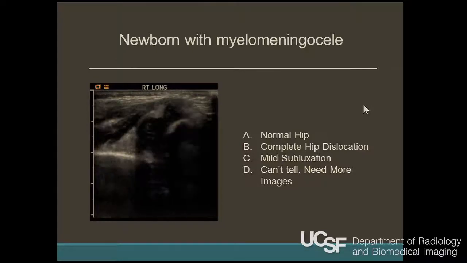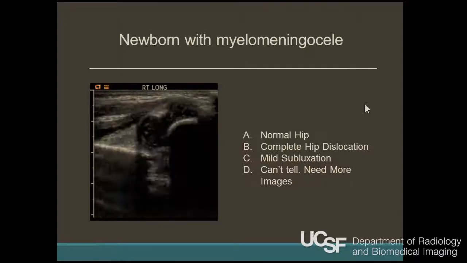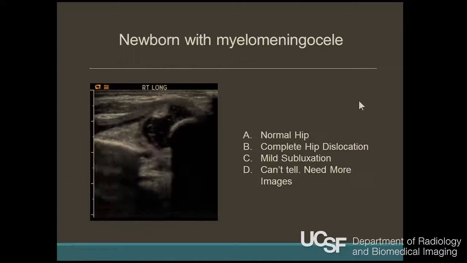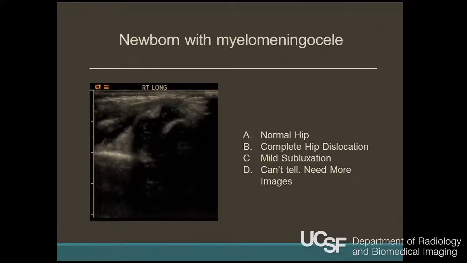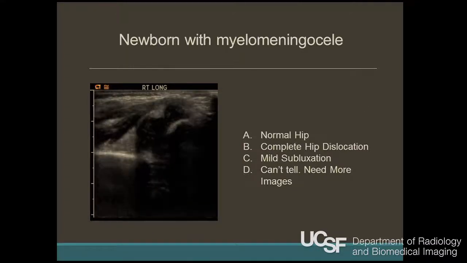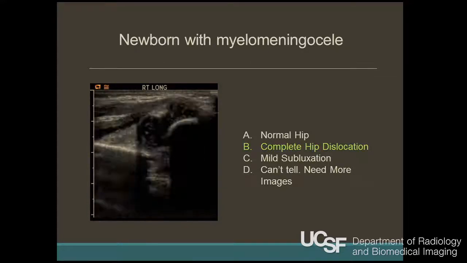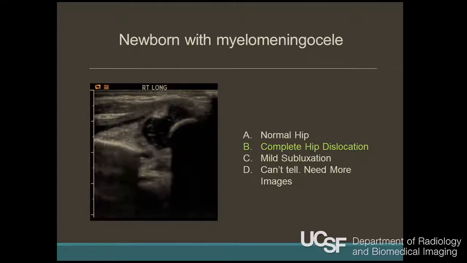This is a newborn who had a myelomeningocele. Just happened to be the history in this case. It didn't necessarily have to be the history. And this is a complete hip dislocation.